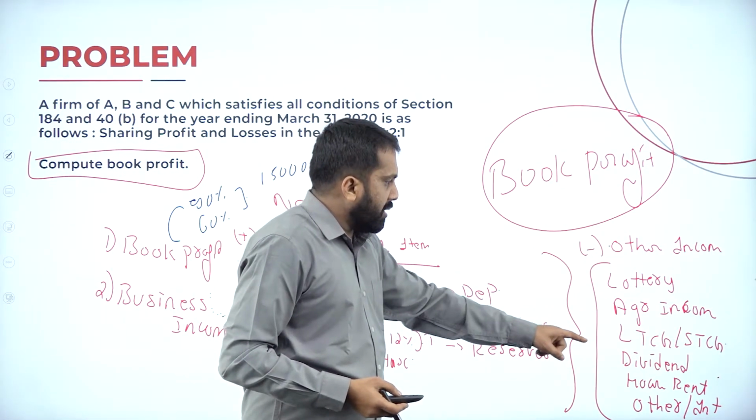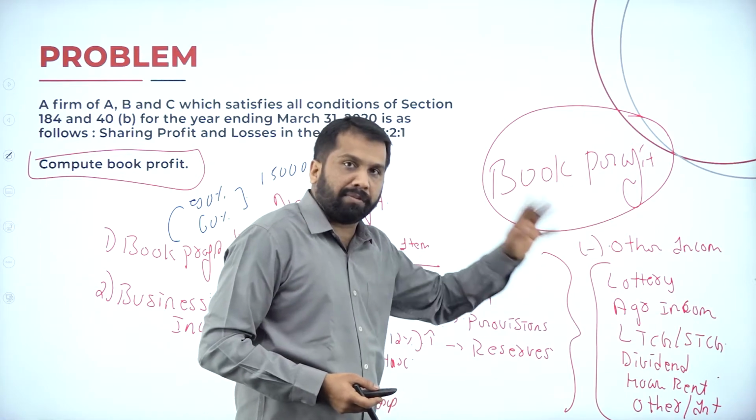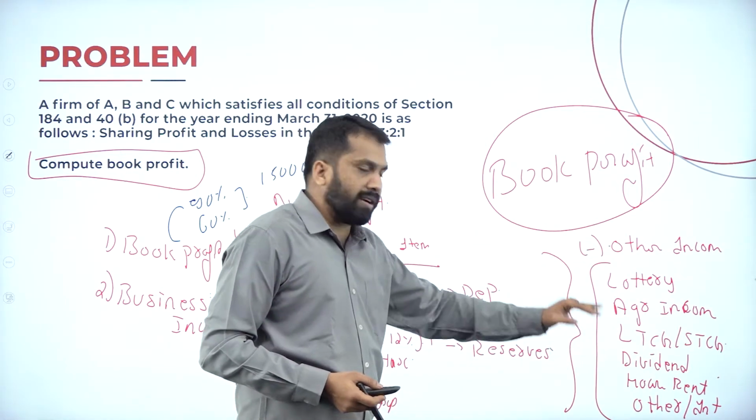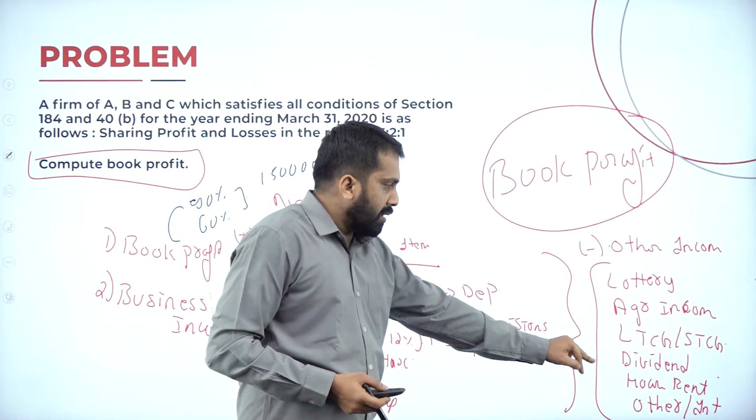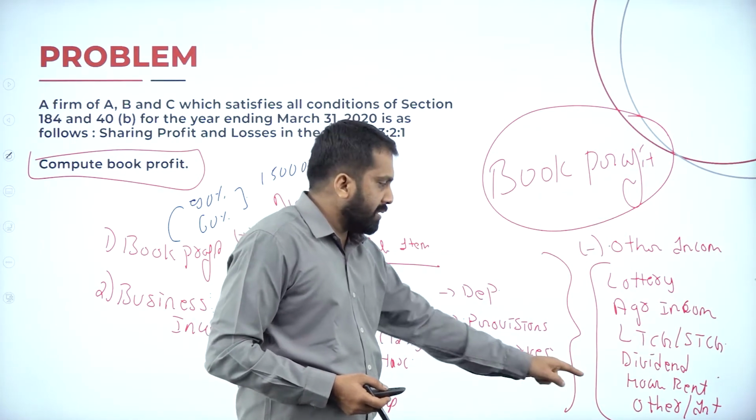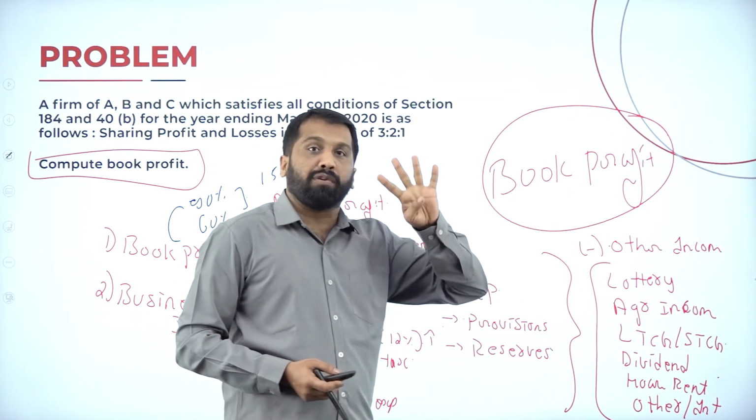Lottery, agriculture, leave it. Long term capital gain I have given. Yes. Dividend I have given. Yes. House rent I have given. Yes. Interest I have given. Yes. 4 things I have given.